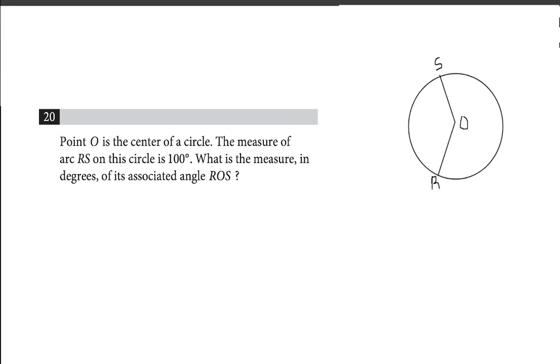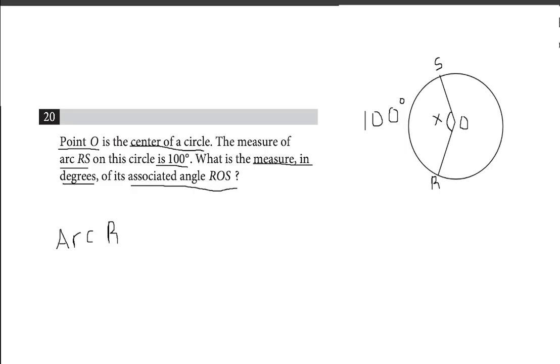Okay, so here we have a circle problem. Point O is the center of a circle. The measure of arc RS on the circle is 100 degrees. What is the measure in degrees of its associated angle ROS? So as you guys can see, I already have my circle over here drawn with ROS, and I'm going to label my circle with 100 degrees for arc RS. And now I'm going to draw my associated angle ROS in the center, and I'm going to write the missing angle as X. This problem is very easy if you know this one single concept.